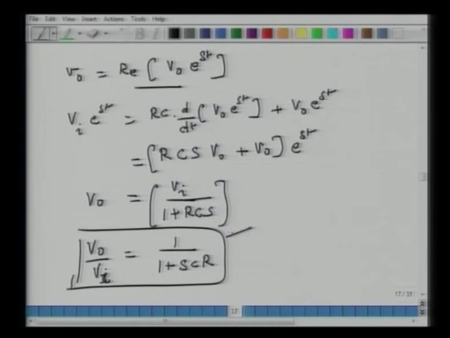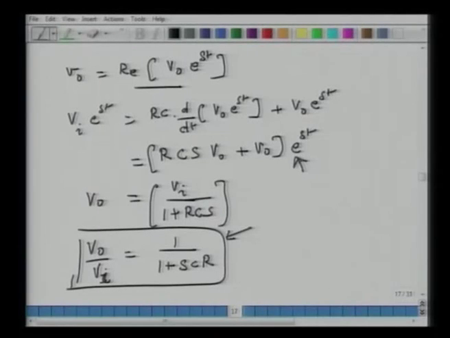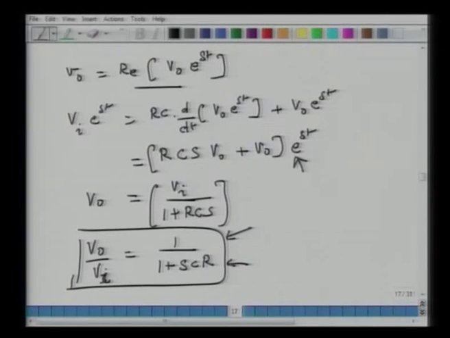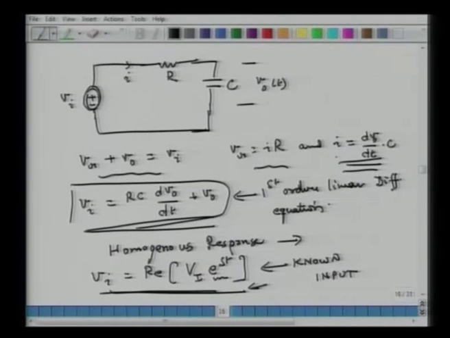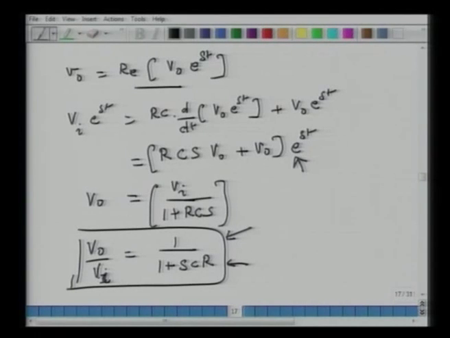This will help me determine the steady state response of the system. The time component is embedded in this exponential term. I know Vi, so I can calculate V naught, and then I take the real component of V naught e^(st) and figure out the actual physical voltage across the capacitance. Again, we are seeing that the complex notation comes in very handy to solve some of these problems, especially if we are interested in the steady state response of systems. We had drawn this circuit with Vi as input and V naught as the output we were trying to find, and we developed the ratio V naught over Vi. This ratio is called the transfer function.